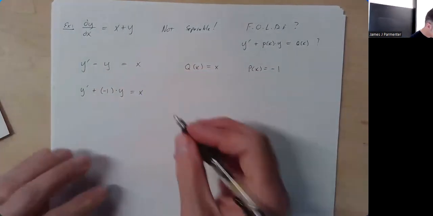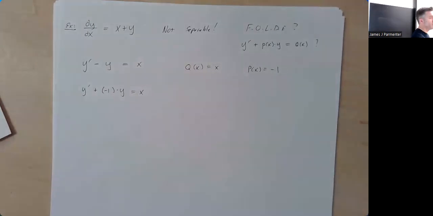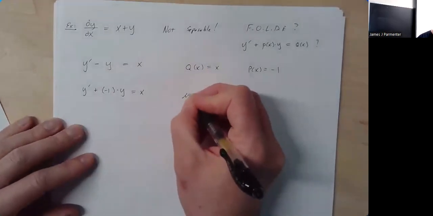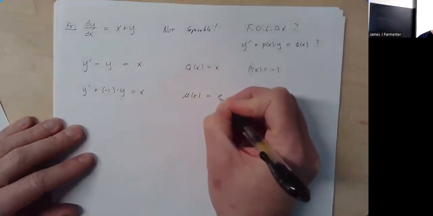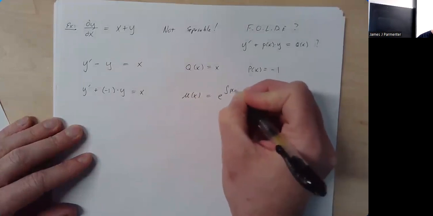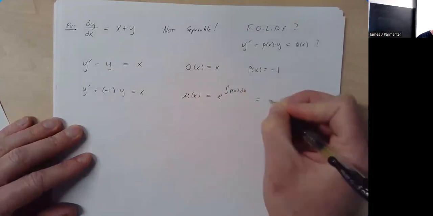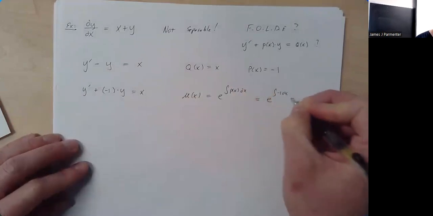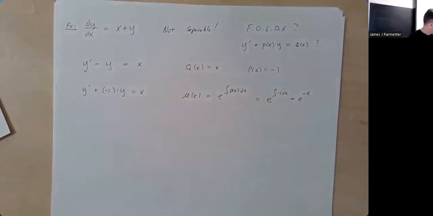So now we're going to do it. Here's what I'm going to point out. Well, actually, let's do one more thing and then I'll point something out. So our integrating factor here, our mu of x, is e to the integral of p of x dx, which is equal to e to the integral of -1, which is just e to the -x.